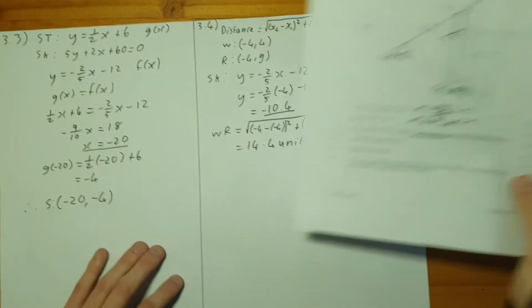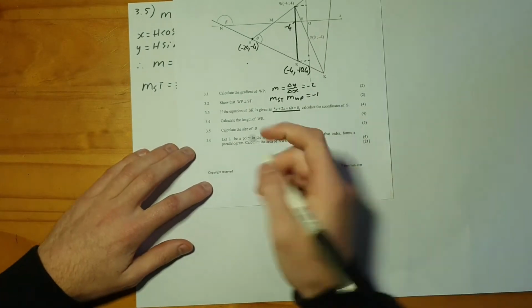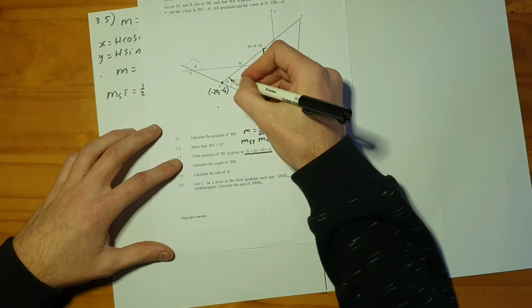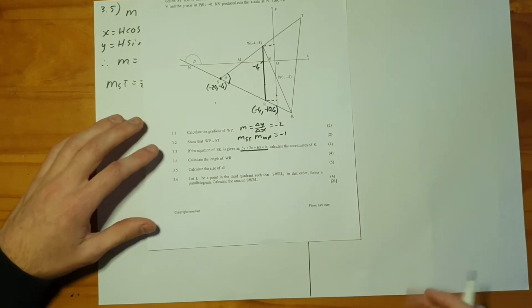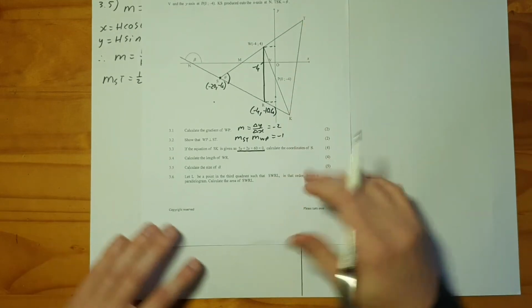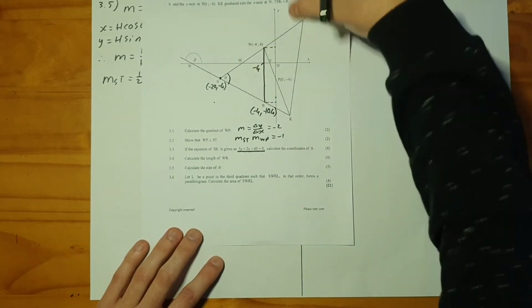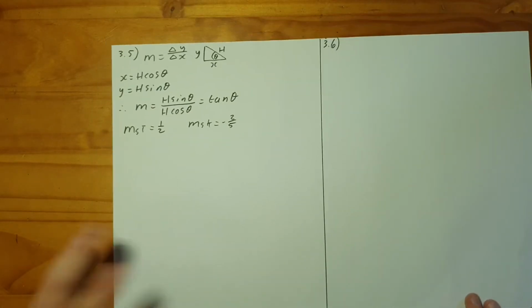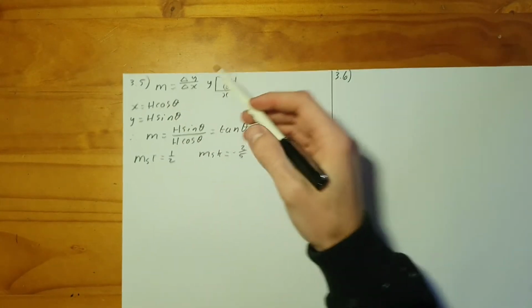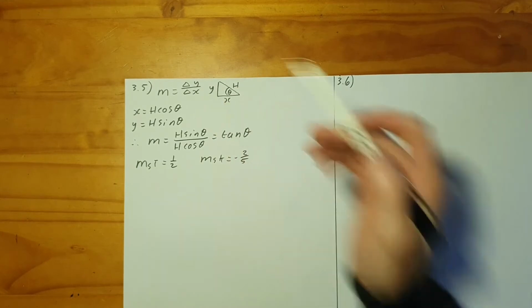Now looking at 3.5, 3.5 says calculate the size of theta. So theta is given over here. This is going to be quite a tricky one. It's worth 5 marks. So what we're going to do is, first of all, from trig, just to show you where this comes from, remember that our gradient is equal to the change in y over the change in x.